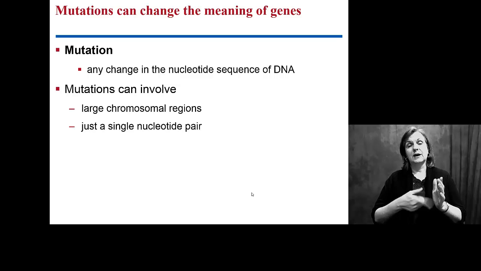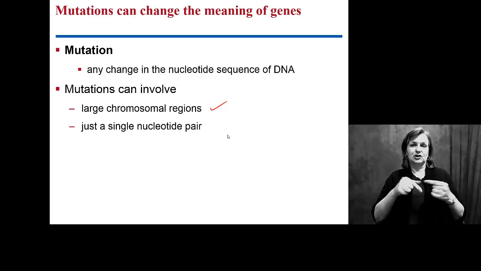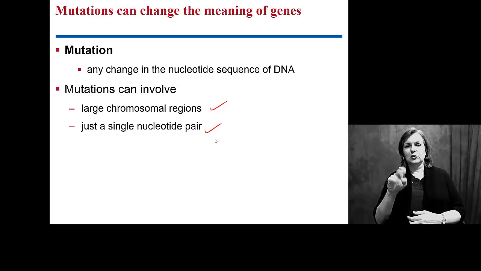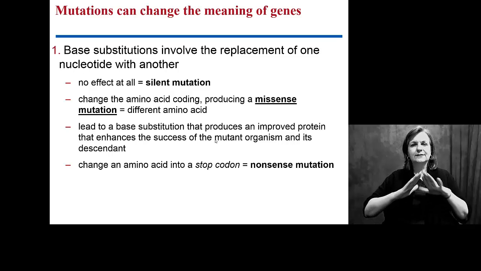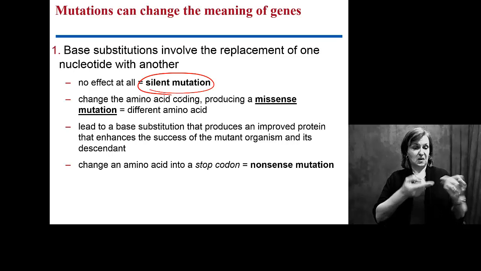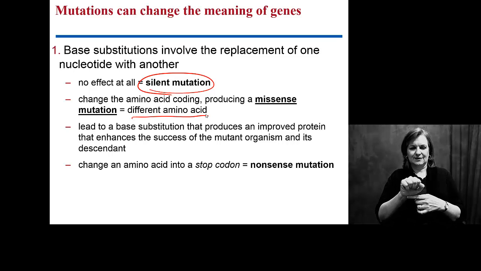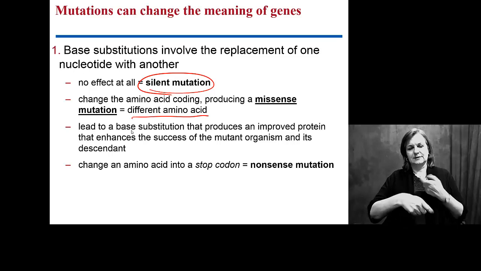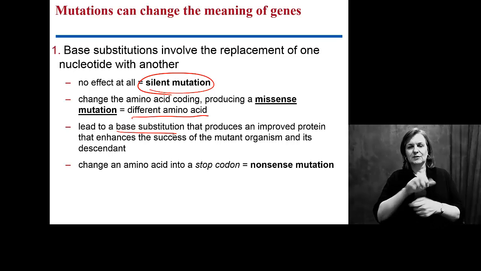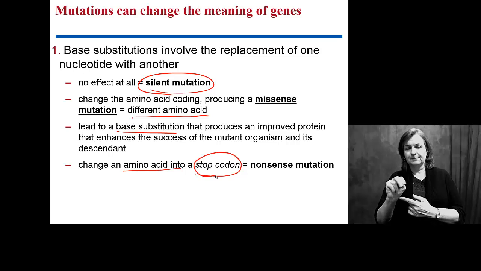However, we can look at mutations that are going to affect large regions and affect many genes, or there could be just a single nucleotide that's impacted. So these silent mutations would be absolutely no effect at all. We have what we call missense mutations, meaning that you're going to code a different amino acid. And we have things known as base substitutions that may change the amino acid that's coded as well. Or you can completely change the amino acid to one of those stop codons.